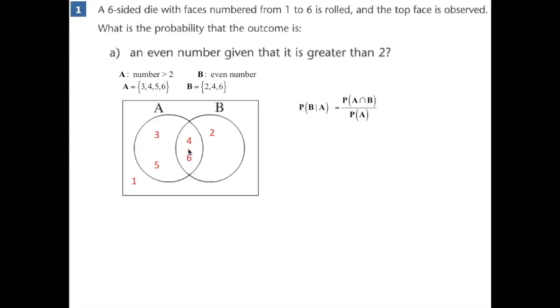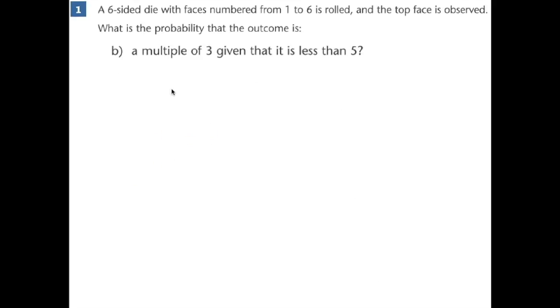And the probability of A intersection B, well, A intersection B is 4, 6. What's the probability of getting 4 or getting 6? We have 2 out of 6, which reduces to 1/3, divided by the probability of A. Well, in A we have 3, 4, 5, 6, 4 numbers, so 4 out of 6. We have 2 out of 6 divided by 4 out of 6, which is 2 out of 6 times the reciprocal, times 6 out of 4, the 6's cancel. I have 2/4, the 2 reduces with the 4, and we have 1/2.